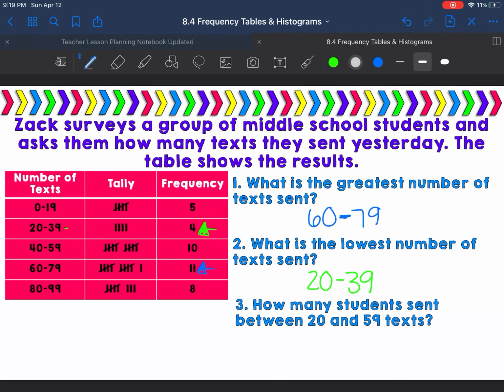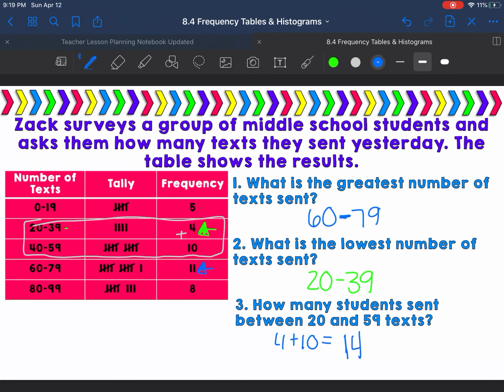It says, let's change my pen color. Let's go with gray. How many students sent between 20 and 59 texts? So 20 and 59 texts. So I'm going to come here, and I need to know this number right here. So that would be 4 plus 10, which equals 14.